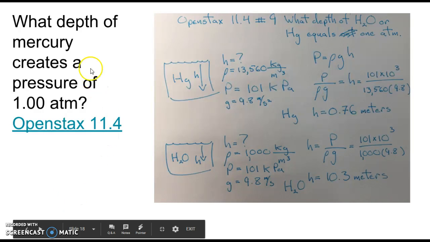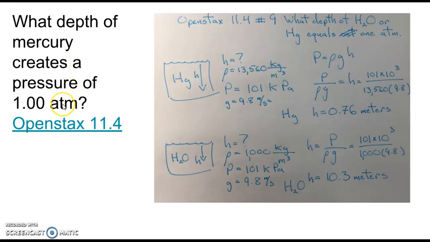OpenStax 11.4 asks, what depth of mercury creates a pressure of 1 atmosphere? So just imagine a container filled with mercury and we're going to dive underneath the surface to figure out how deep we need to dive in order to experience 1 atmosphere of pressure, that is a gauge pressure of 1 atmosphere.